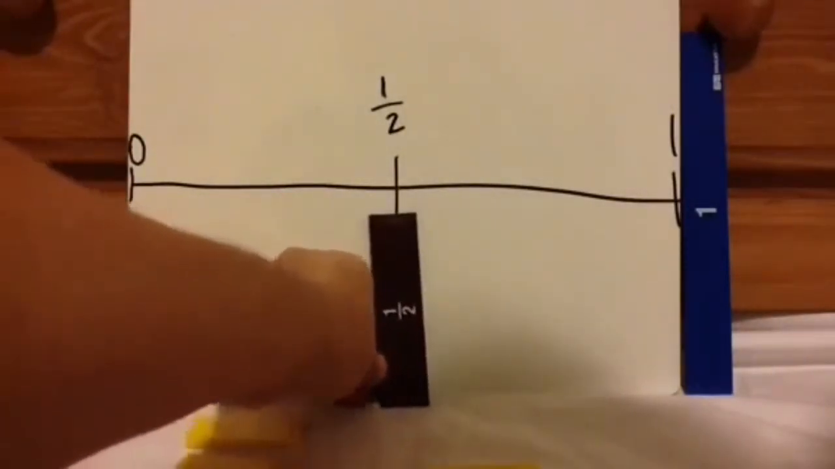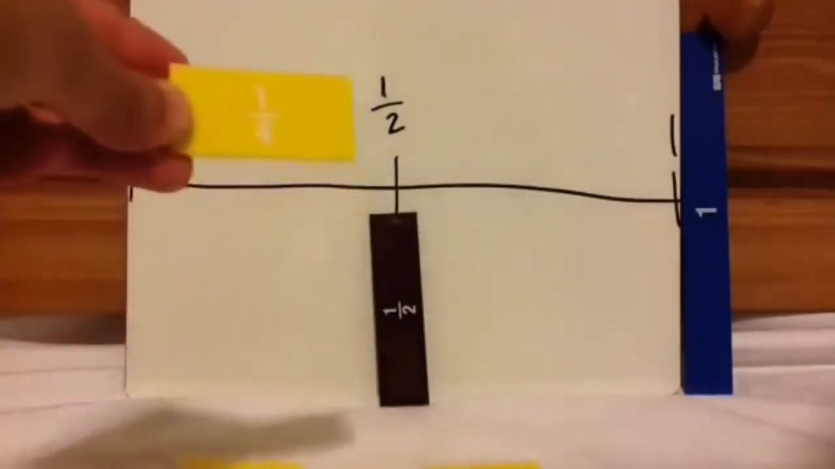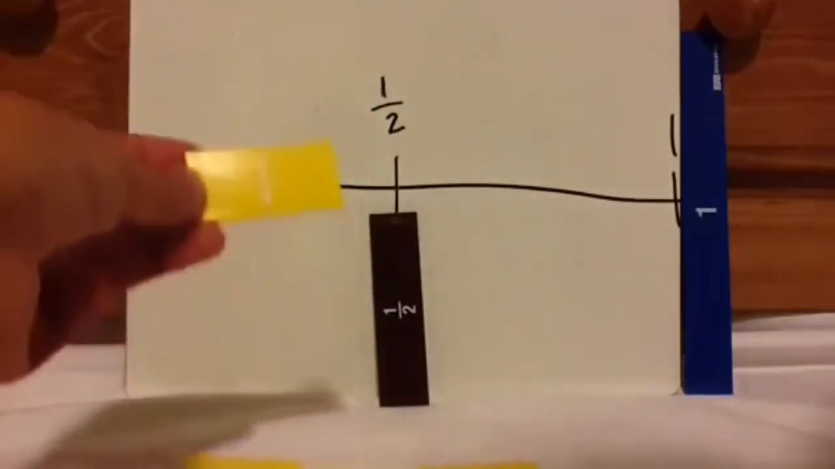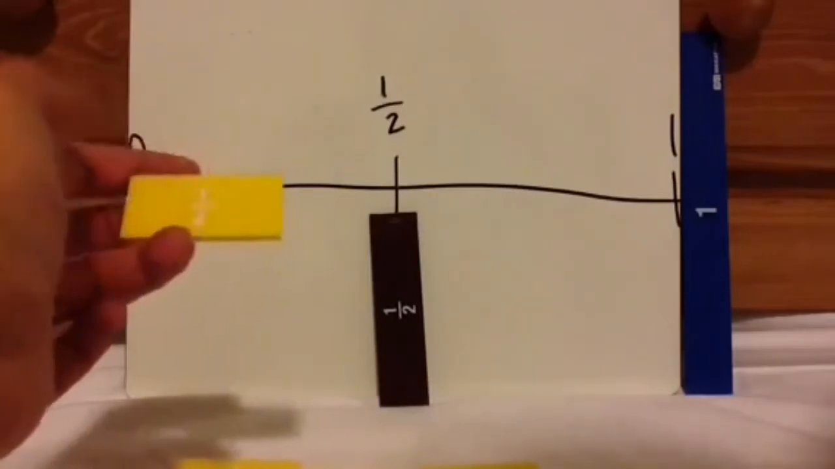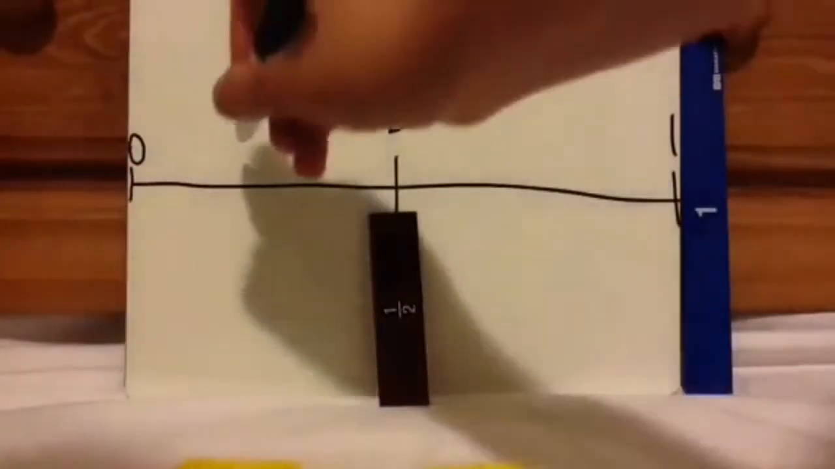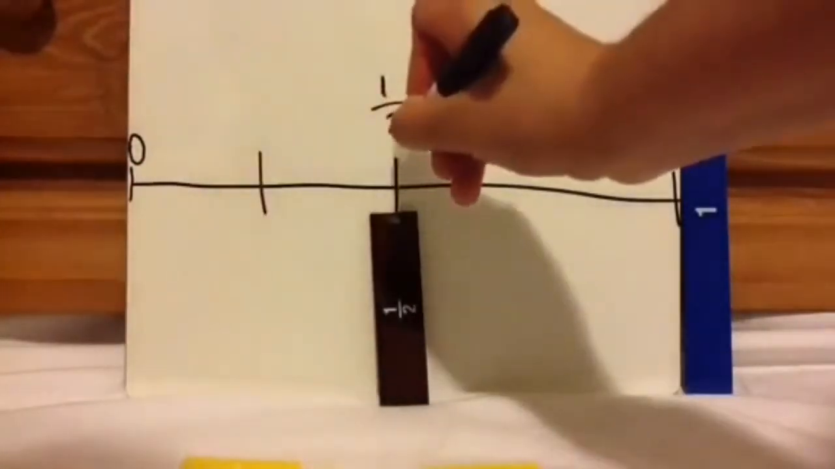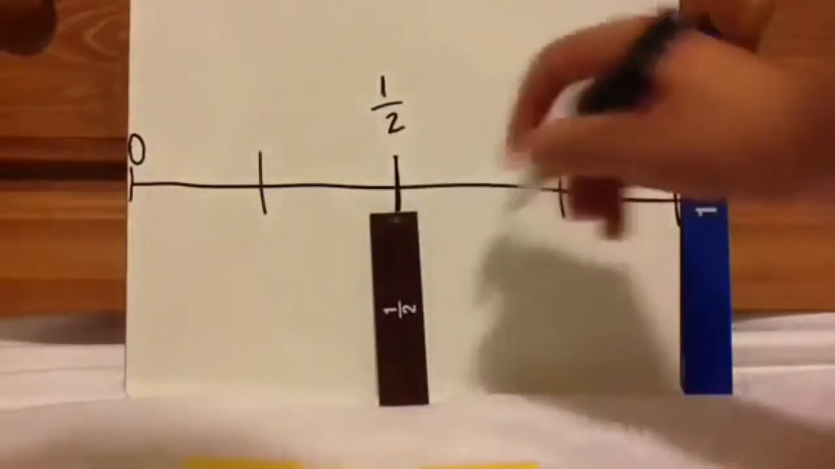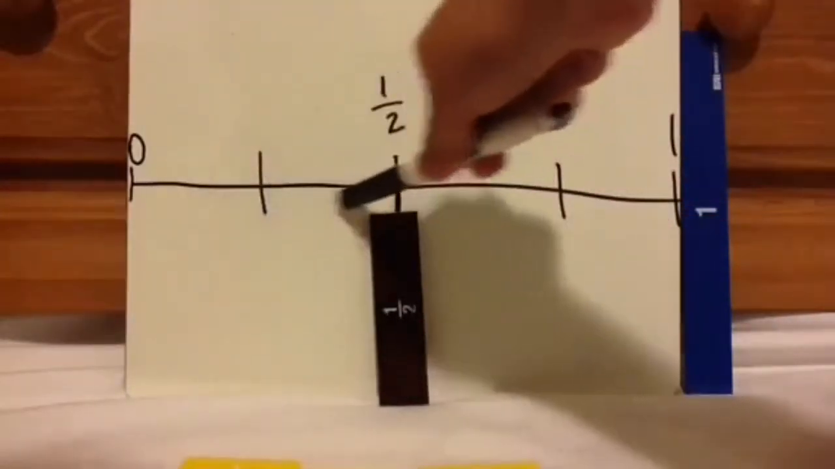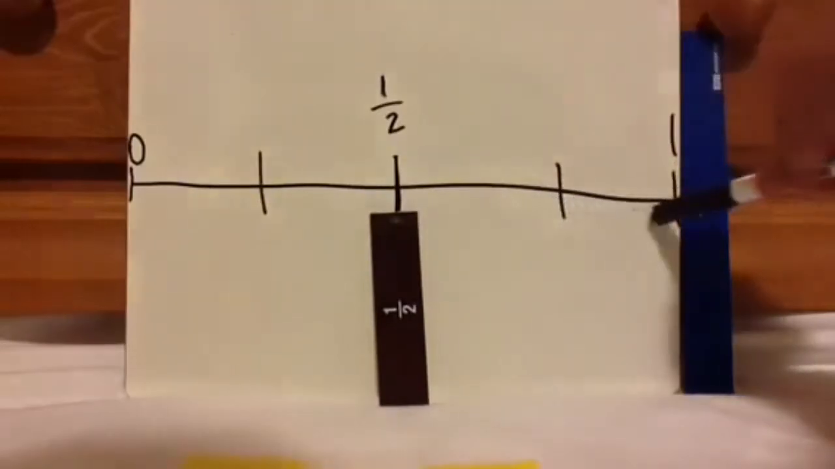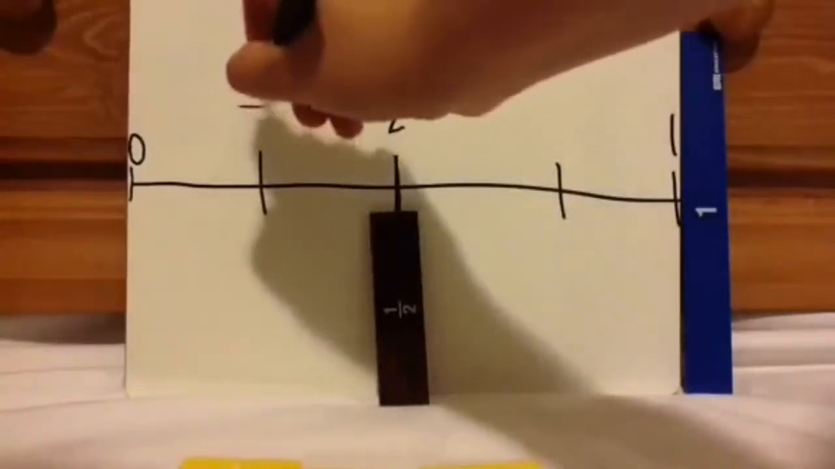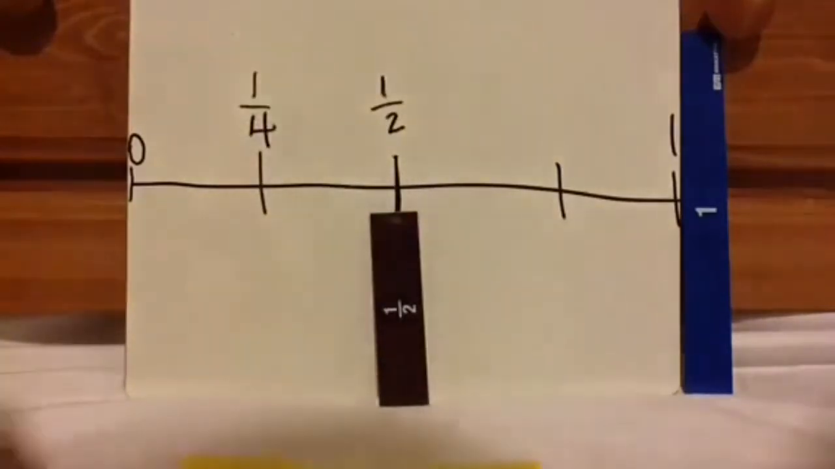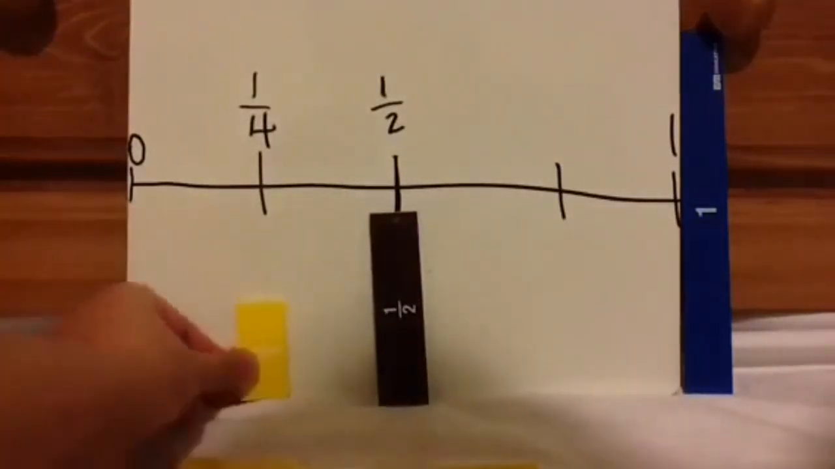Now, I'm going to ask you, where do you think 1/4 would be? Well, 1/4 means it's the first piece out of 4 whole pieces. So you could easily cut this into 4 pieces. That's piece 1, piece 2, piece 3, piece 4. So if this is piece 1, this would be 1/4. So then that would go right there.